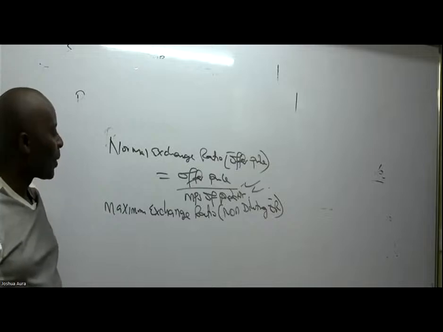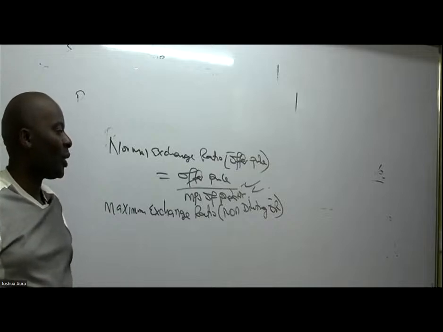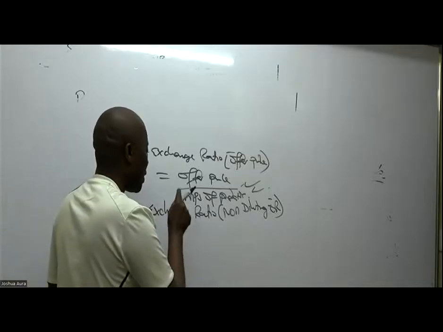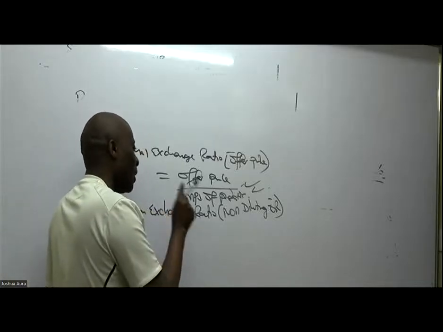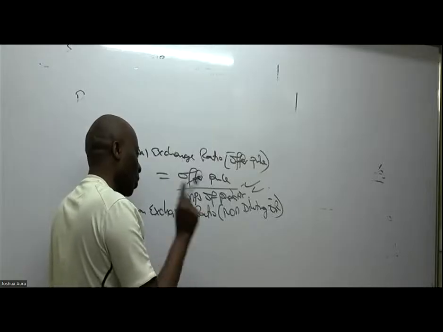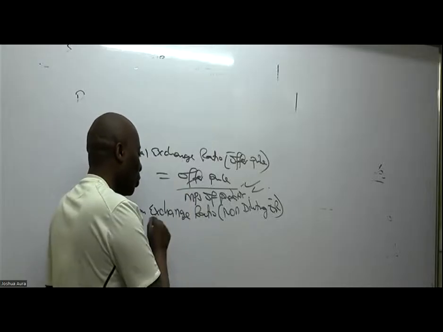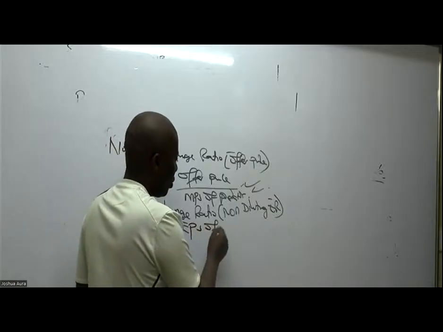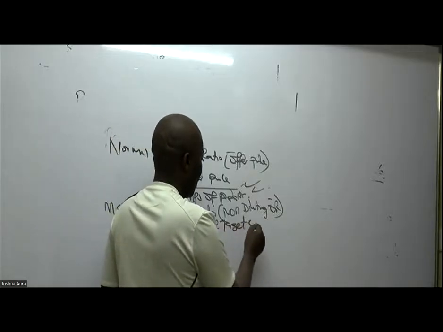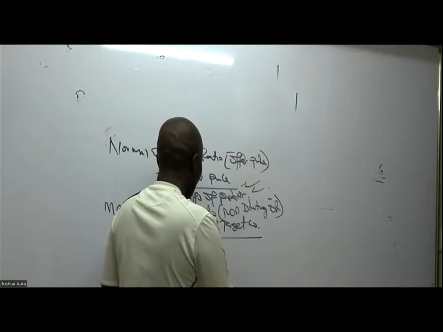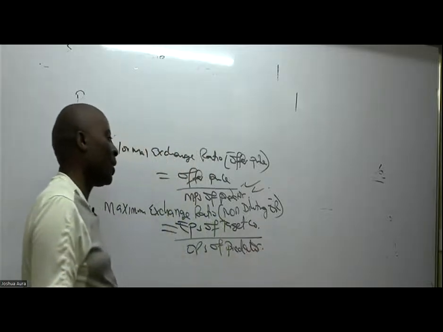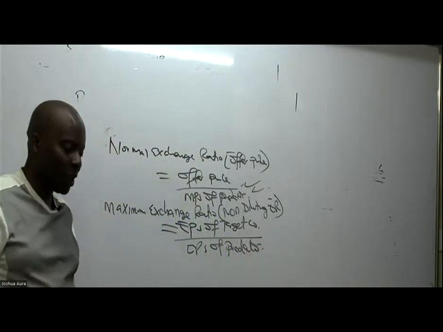We shall overcome. So the maximum exchange ratio is the same as the non-diluting exchange ratio. If I use this exchange ratio, which is maximum, then the EPS of the company will not be diluted. And how do we calculate this? We calculate it by taking the EPS of the target company over the EPS of the predator. Very important concept for you to appreciate.